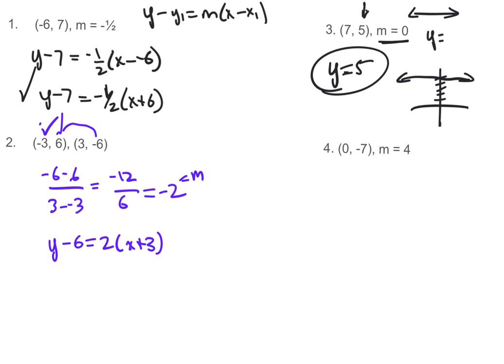And the last one, this is my x, this is my y, so it'd be y minus a negative 7 equals 4 times x minus 0. So y plus 7 equals 4x. That would be fine. That's going to be my answer. Okay, get some practice with this and get your questions answered, and you're going to do a lot of finding slopes and putting this into point-slope form.